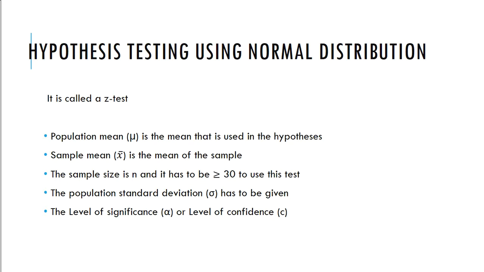When you know your population standard deviation, it's called a z-test. You're going to use your population mean, which is the mean that you use in the hypotheses. You never use your sample mean in the hypotheses. Then you also have a sample mean. You have a sample size, and it has to be equal to or greater than 30 to use this test. The population standard deviation has to be given, and you need to have your level of significance or a level of confidence.